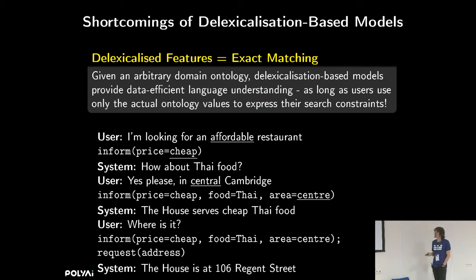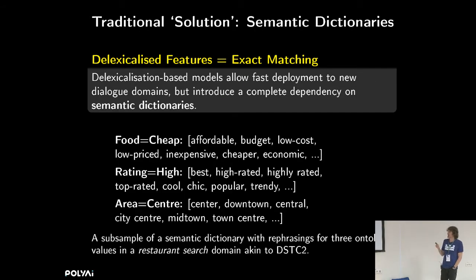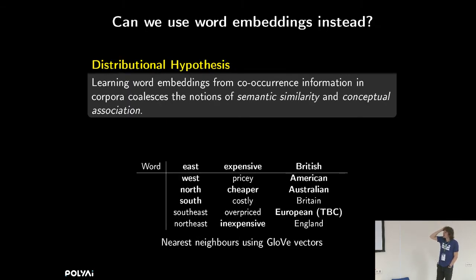So this is exactly what I just said. The lexicalized features operate on exact matching. If the user said cheaply priced, and we don't have cheaply priced in the dictionary, we can't detect that with the lexicalization-based models. So one of the ideas that we had in our work is, could we move past these semantic dictionaries that are task-specific and hard to compile for different domains, which reduces the portability of the models.